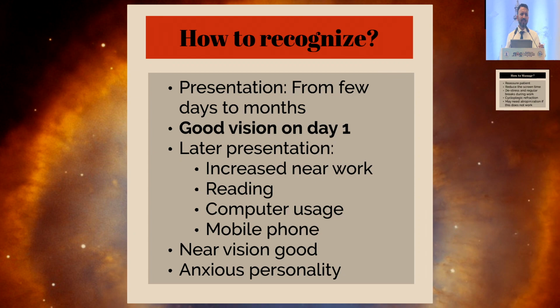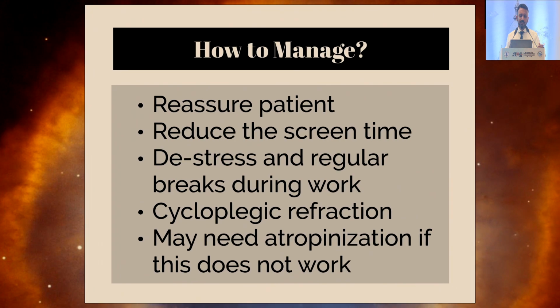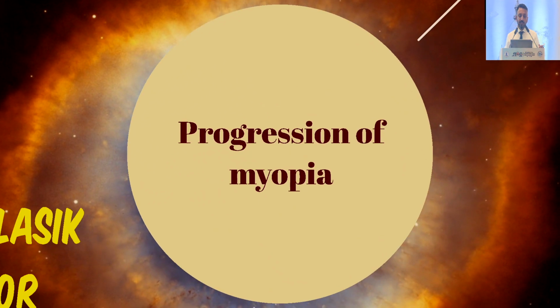They are usually type A personality. How do we treat them? Well, reassure the patient, reduce the screen time, do a cycloplegic refraction, and if it still doesn't break the cyclospasm, you may have to atropinize these patients, and usually they do well.